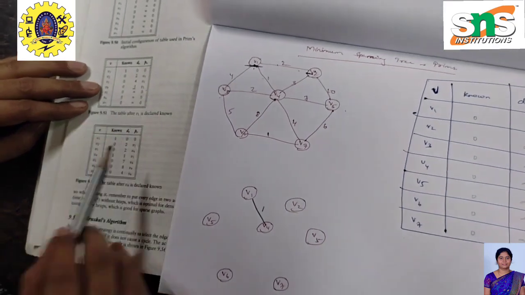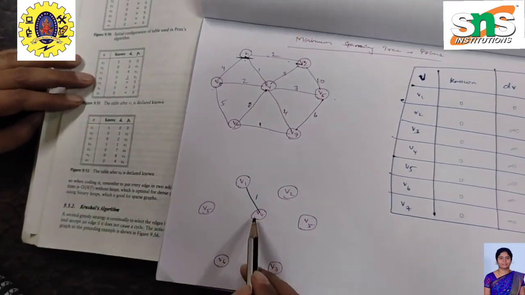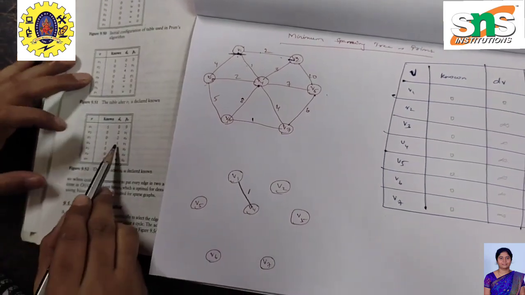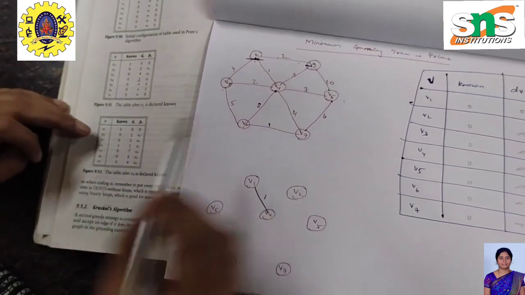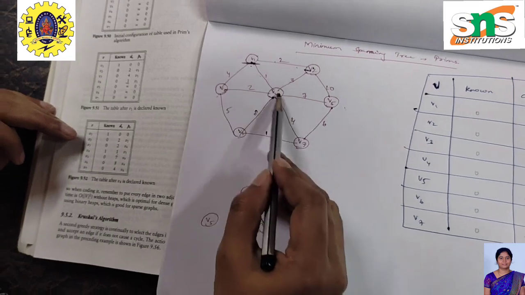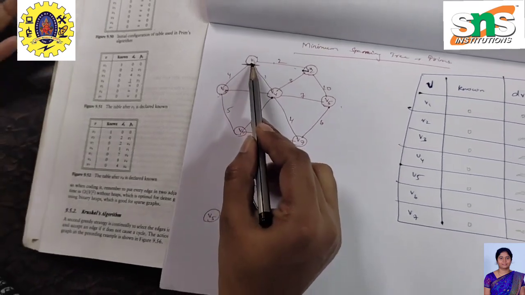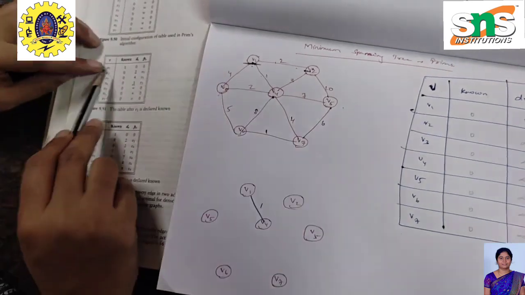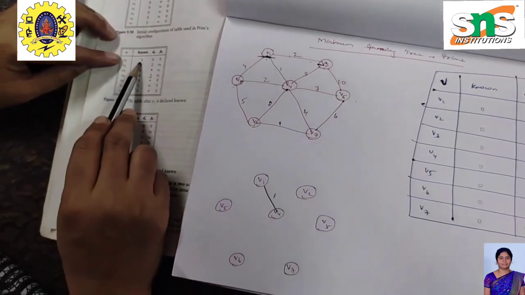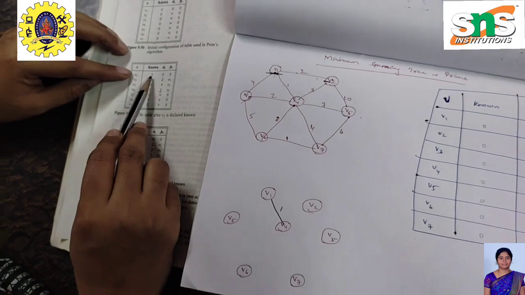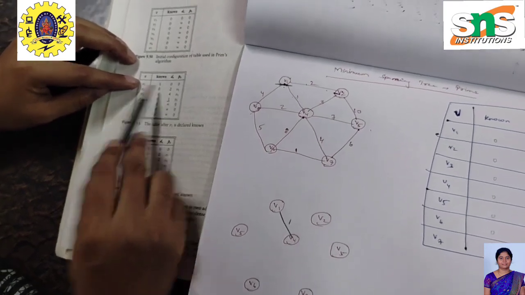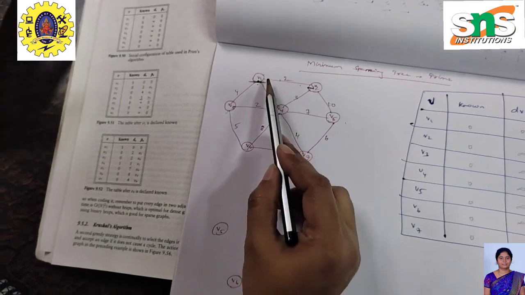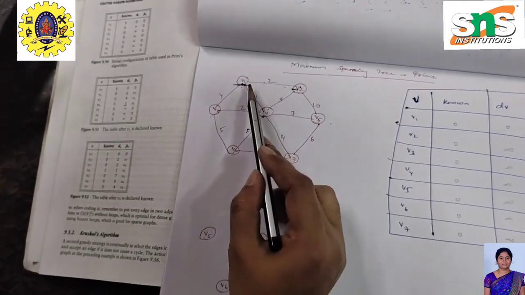Next, from V4 we have to check where all we can visit. From V4 we can visit V1, but it is already visited, so we need not visit the same one. Here V1 is marked as known because we started from that. We need not go back, because if we go back the weight will increase.